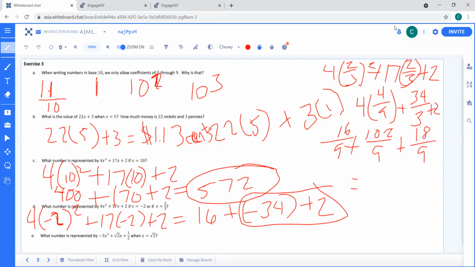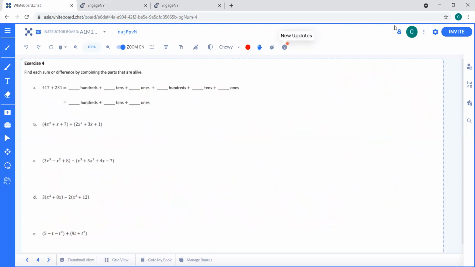So that's 120 plus 16 is 136 over 9. Is that divisible by 9? No, because 1 plus 3 is 4, plus 6 is 10. 10 is not divisible by 3 or 9, so that doesn't work. All right, let's see here. What number is represented by? Okay, so that's just plugging those in on E. Let's see what else we got here.